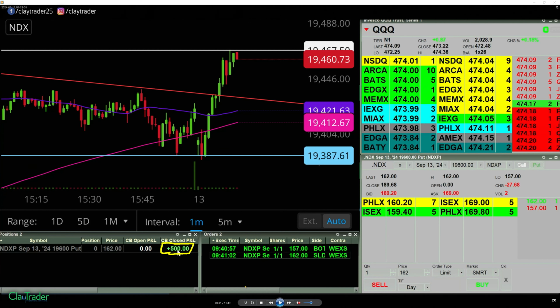And I know I made the claim earlier about 5 seconds. You can see it all right here. The execution time, bought at 9:40:57 and was out at 9:41:02. So yes, 5 seconds, $500. And you can see right there, I did get some weakness. You can see some red showed up right there.